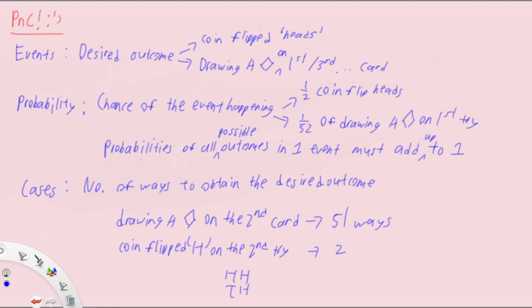All right, so don't confuse probability with cases and cases with probability, because cases is really just the number of pathways to actually obtain the desired outcome, whereas for probability, you're looking at the chance of the event happening.